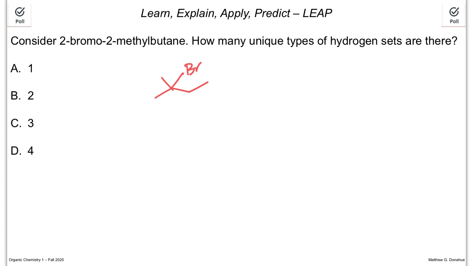So we have 2-bromo-2-methylbutane. And this question is related to the unique types of hydrogen sets. So how many total unique hydrogen sets are there? 3. So this one has 3. So we have these 6, those 3, and those 2.